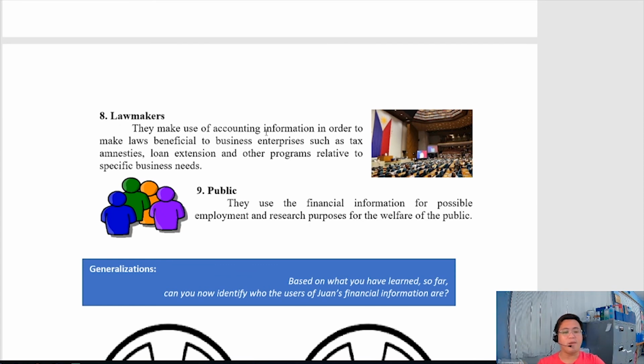Okay? And lastly, we have the public. The public uses financial information for possible employment and research purposes for the welfare of the public. So these are our users of financial information or accounting information. Again, they can be classified according to their use. It could be internal or they could be external.